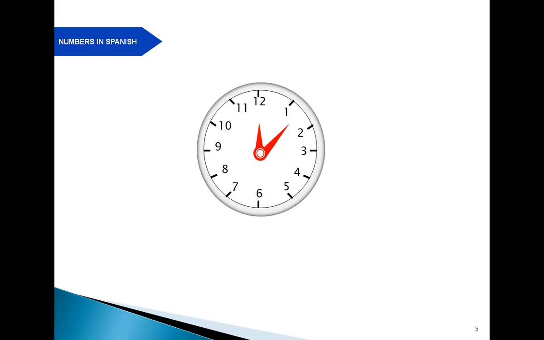A wall clock over here. Yes, we have numbers 1 to 12. Let's go through them one by one. So 1 is uno. Uno. 2 is dos. Dos. 3 is tres. Tres.